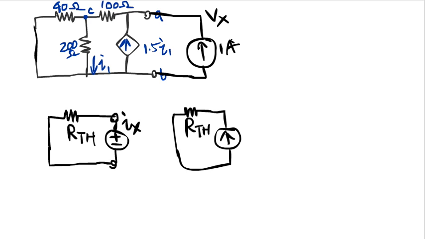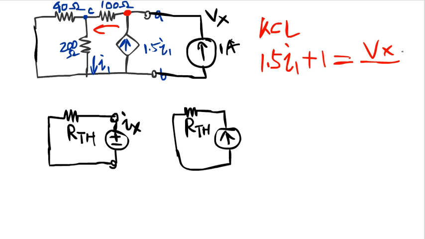The first node, well, you can probably guess that we're going to use KCL and KVL. So we can do this on 2 nodes. On the red node, what we can do is to write the KCL where 1.5 I1 plus 1 amp has to be equal to the current running out of this 100 ohm resistor. So this is Vx minus V1, V1 is the voltage on node C, divided by 100.